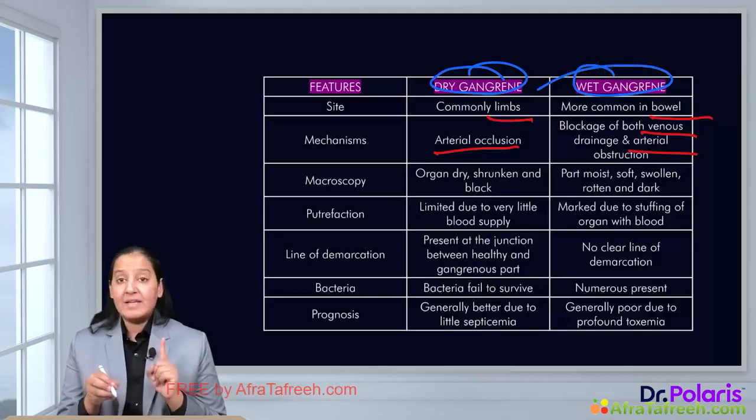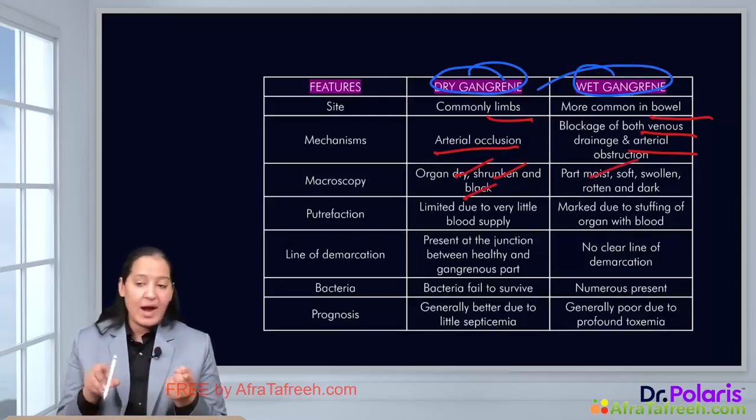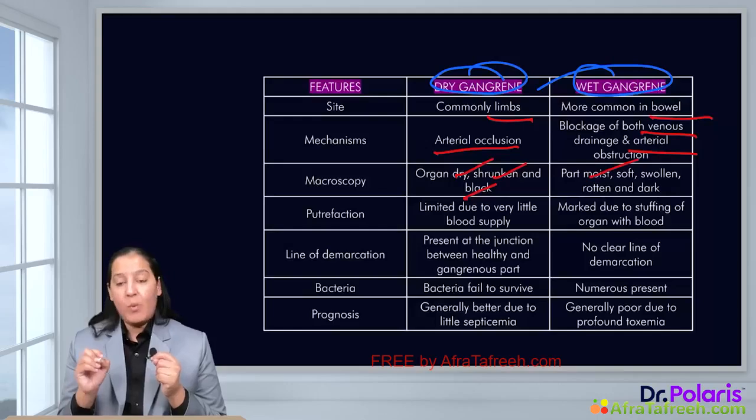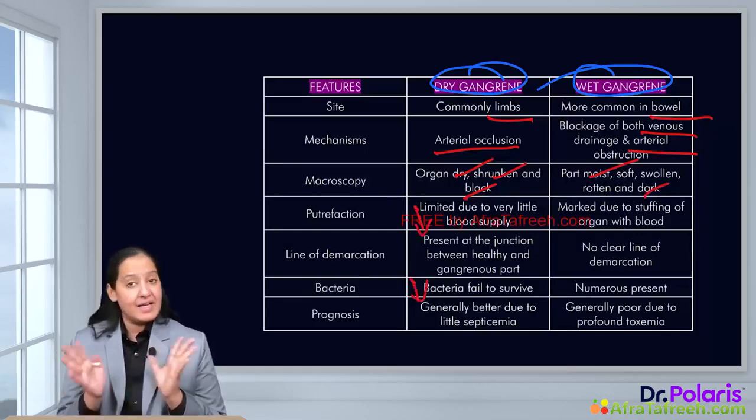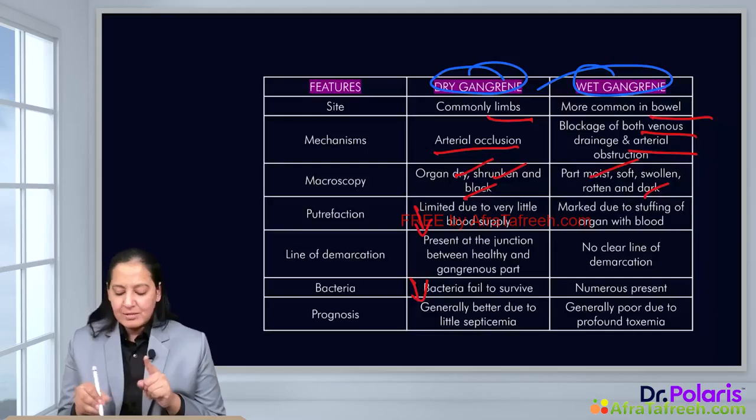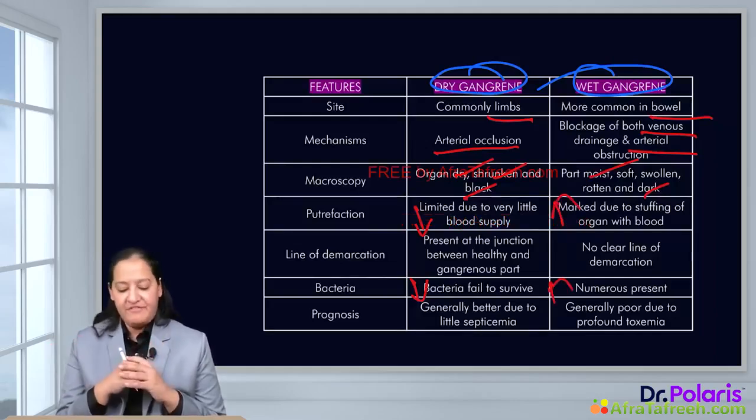Macroscopy: dry gangrene, that is gross. Dry gangrene is dry, shrunken and black. Here the organ is moist. It is not dry. Here it is dry. Here it is moist or wet. And both of them are dark, rotten and black, right? Putrefaction is less here, bacteria are less here in case of dry gangrene. But both things, numerous bacteria and marked putrefaction, are there in case of wet gangrene.